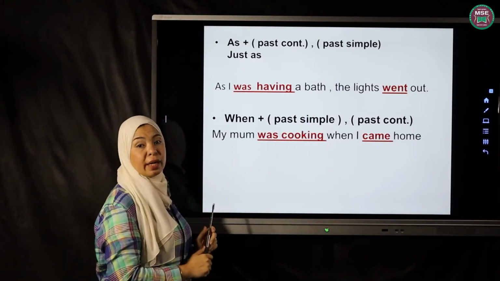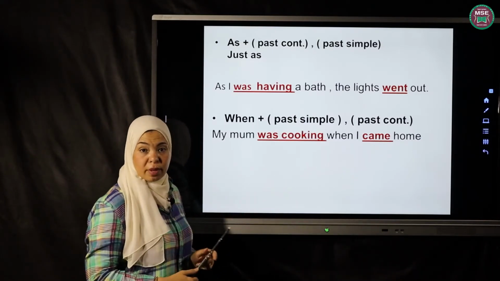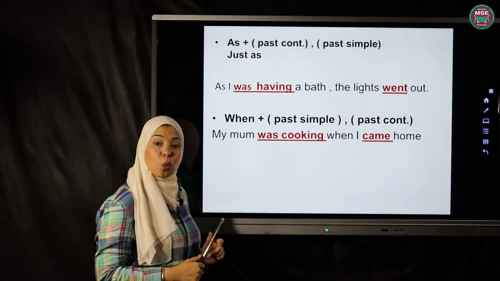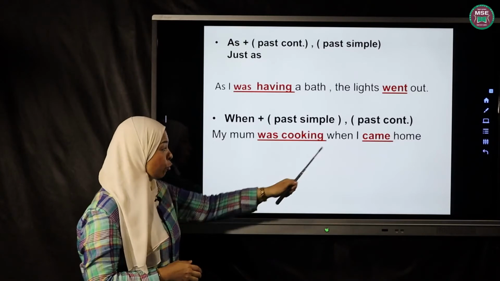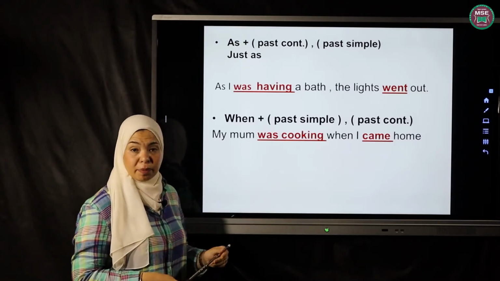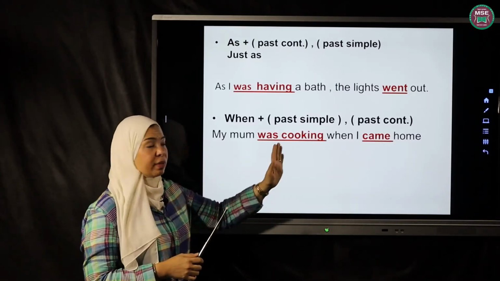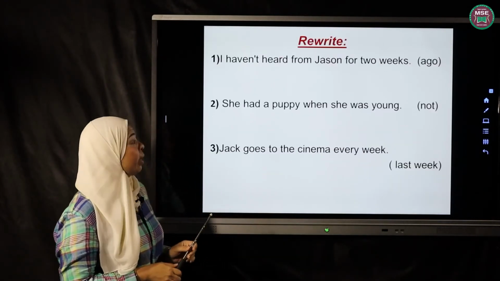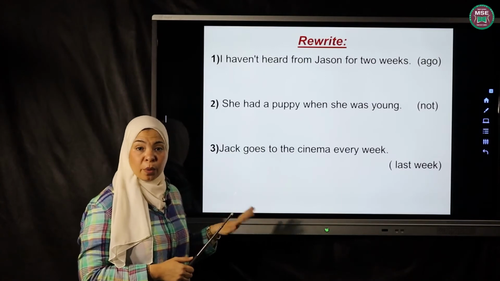My mom was cooking when I came home. This is the short action, so when should be followed by the short action. When I came home. And it's better to be in the middle of the sentence. Or at the beginning, it doesn't matter, but I prefer it to be in the middle of the sentence. Okay, here we have an exercise to apply what we have explained.